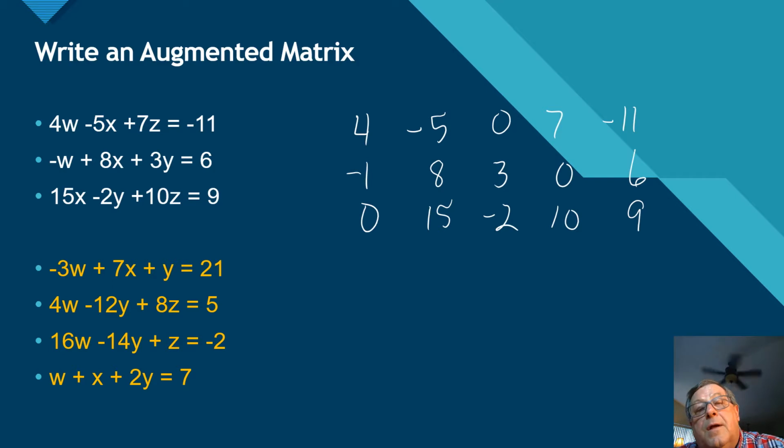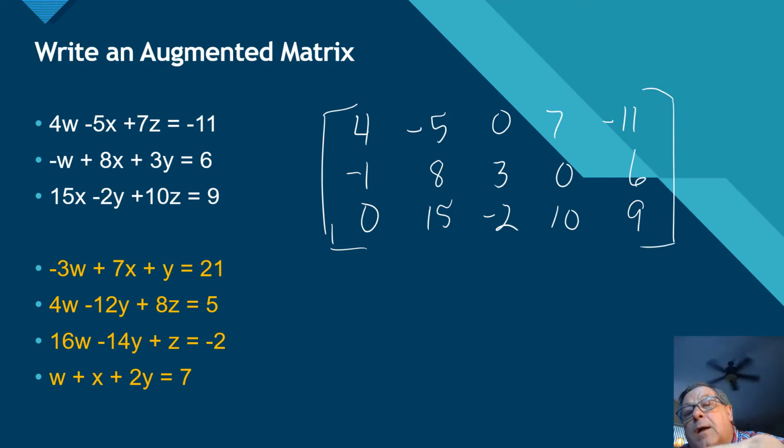Then I'm going to put this in brackets for my matrix, and then I'm going to put a dotted line right here. Now sometimes you may see it as a solid line or a dotted line. So we're going to use either one. But there we go. We have written an augmented matrix for this system of equations.